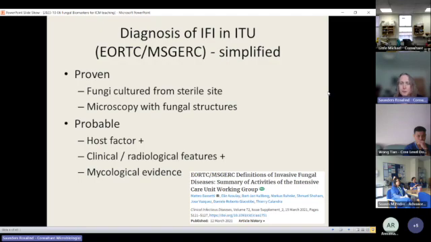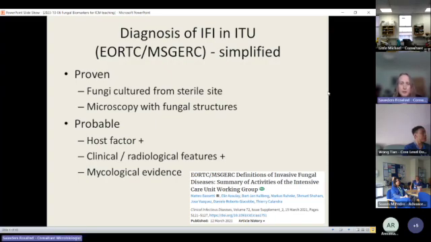But in order to have a proven invasive fungal infection, you need to culture fungi from a sterile site. And for the sake of clarity, a sterile site is anything where you would expect to take a culture and not find anything. So that would be the bloodstream, the CSF, the peritoneal cavity. That's to be distinguished from, let's say, the skin, the respiratory tract, where you will always grow something.